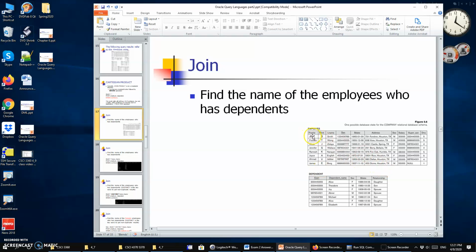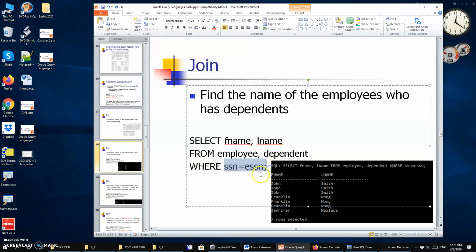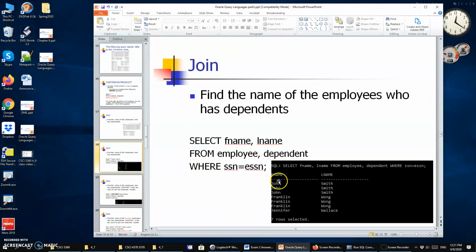So for the first one, for every employee, it will append the first dependent. And then the next 8 tuples would be all of these 8 employees with the second tuple appended in back of it. So we're only interested in the ones that have the same social security numbers that match with each other, so by adding this condition, we will end up with only these 7 tuples that satisfy the condition.